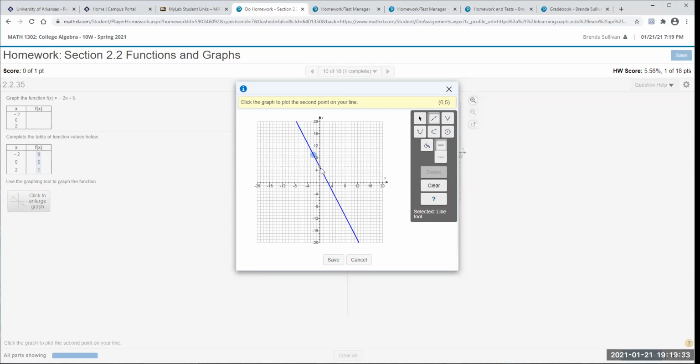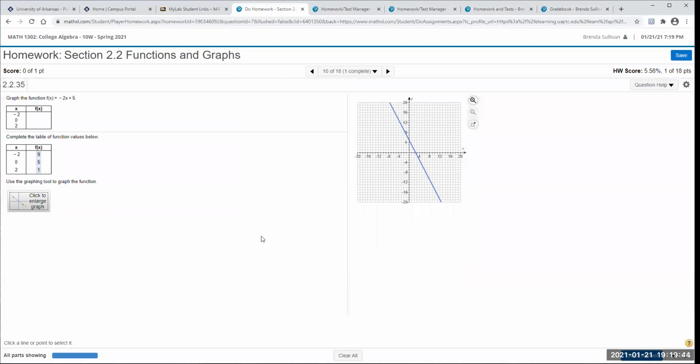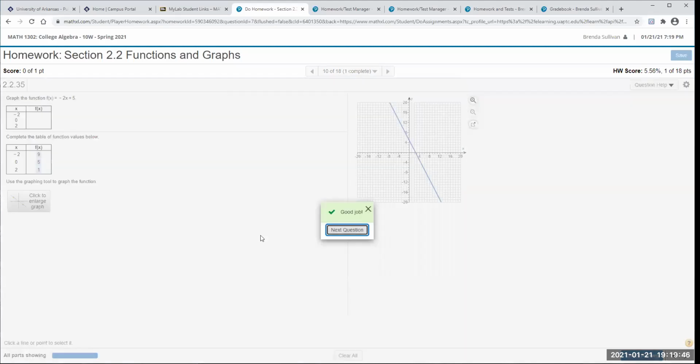Then do 0, 5. 0 over 5 up, and see how that little thing gets in your way. When you get to 0, 5, click, and you don't have to graph the third point unless you want to. I think it will take it. Let's see, save it, and we'll check it. Yes.